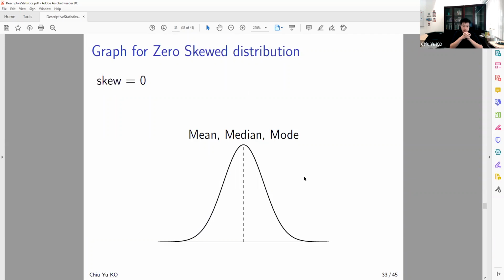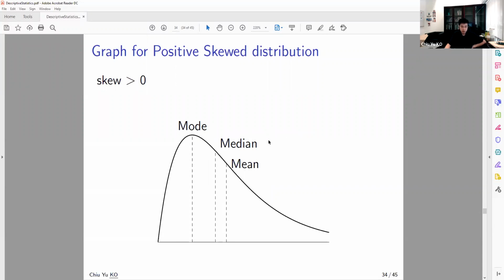The graph here shows how skewed the data is, right? If this is not skewed, it's symmetric. The mean, the median and the mode are the same. And if this is positively skewed, then the median will be below the mean.